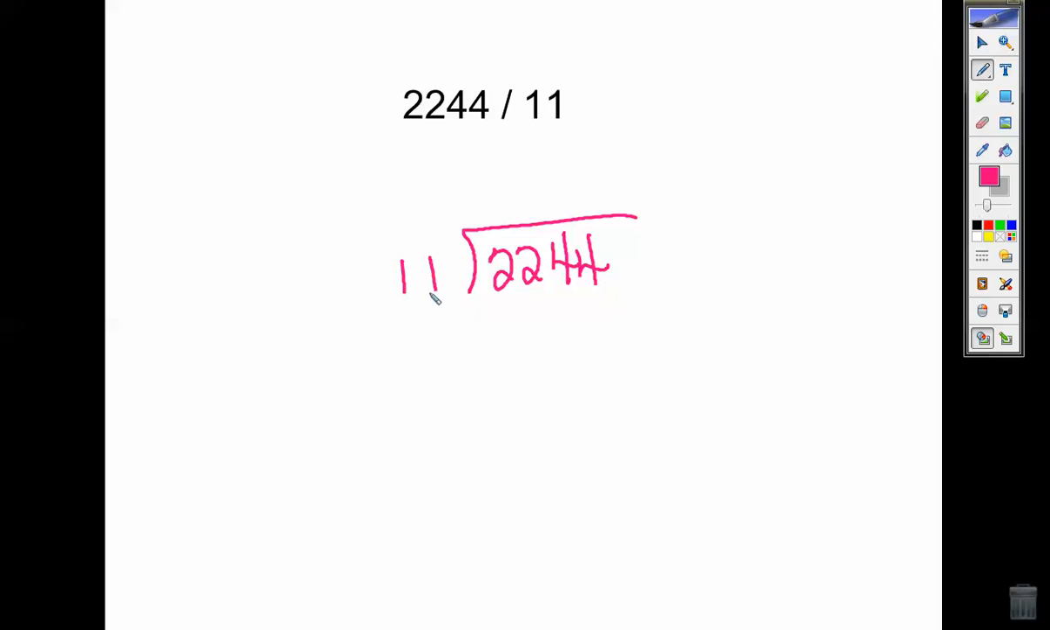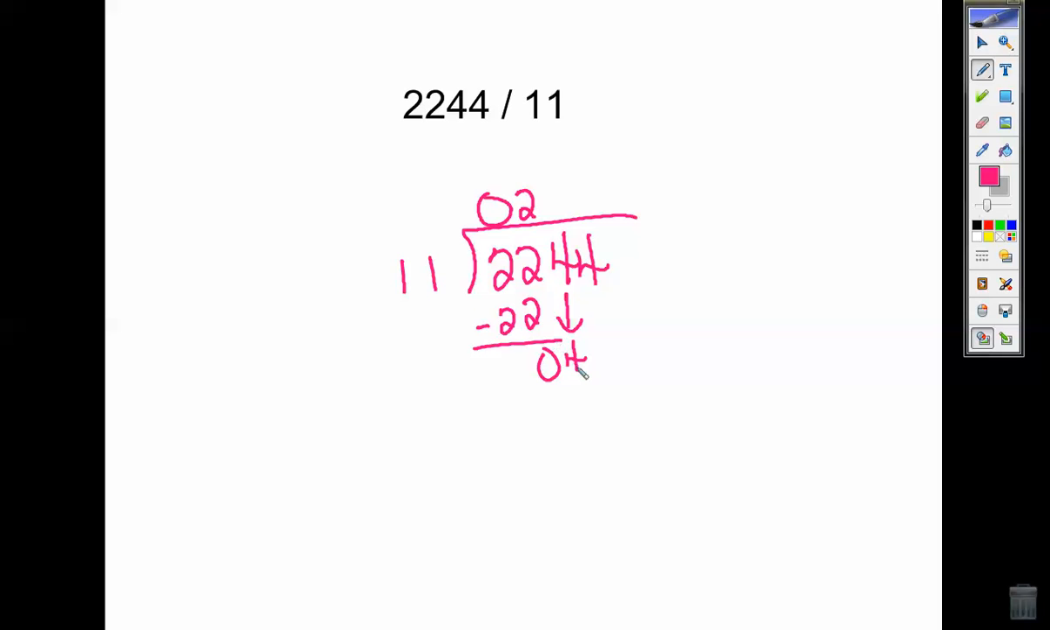Okay, I'm going to go ahead and divide it out. 11 does not go into 2, but it does go into 22 twice. 2 times 11 is 22. Subtract, and you get 0. Bring down the 4. I can't stop, even though I got a 0 there, because I still have numbers to bring down.